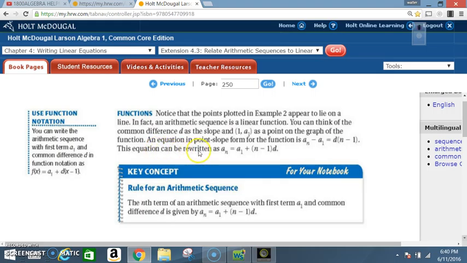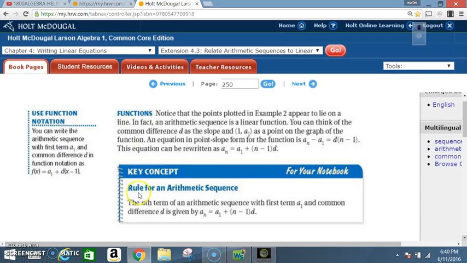The equation can be written as a sub n is equal to a sub 1 plus n minus 1 times d. So you notice how they took the negative a sub 1 and moved it to the other side. So plus a sub 1 on both sides, that's going to cancel out, and you end up with the a sub 1 on the other side.